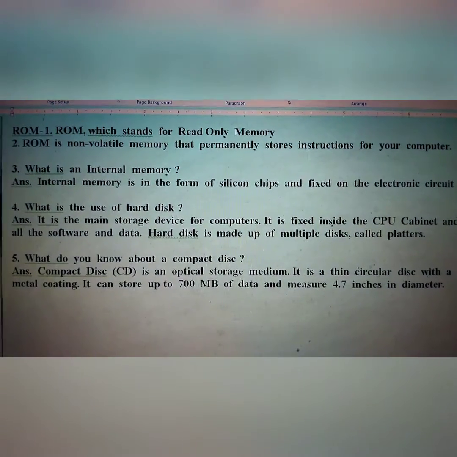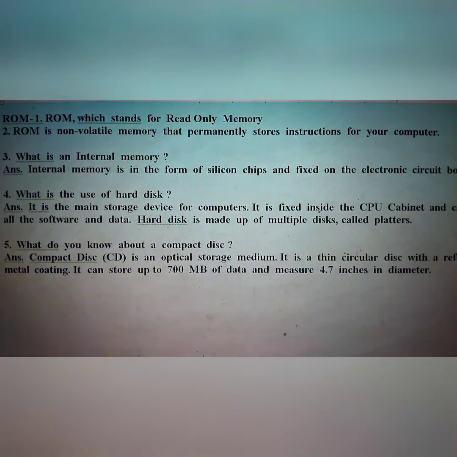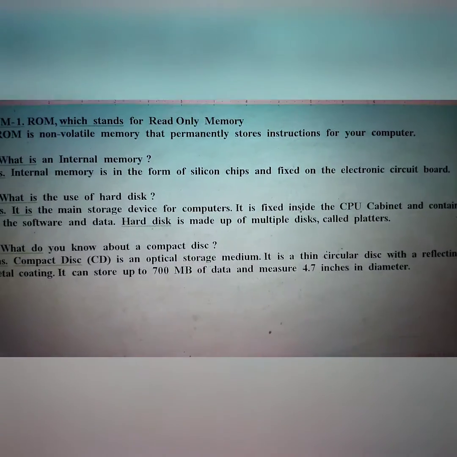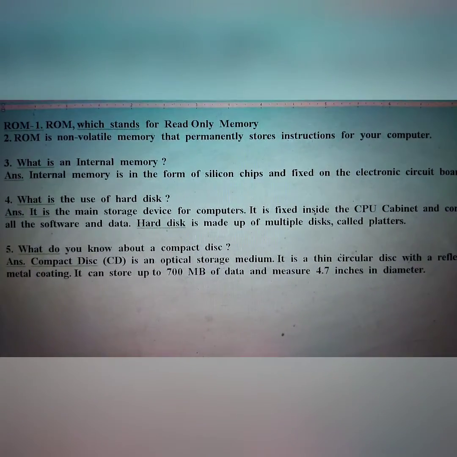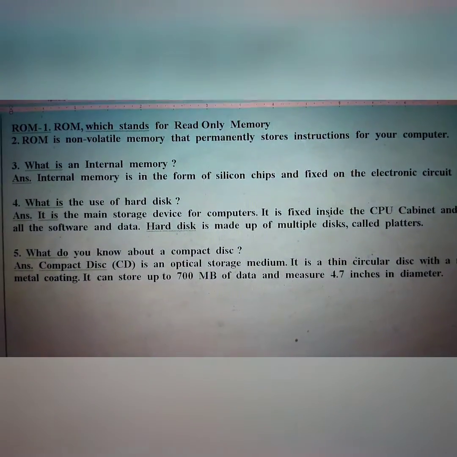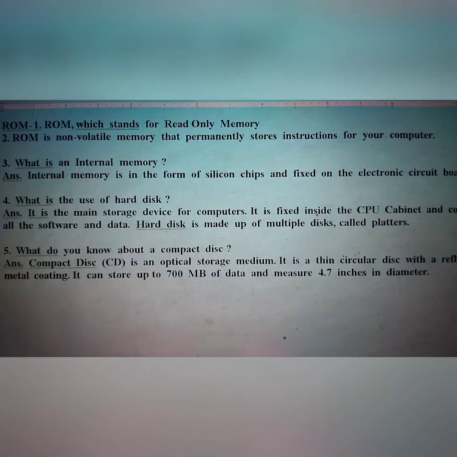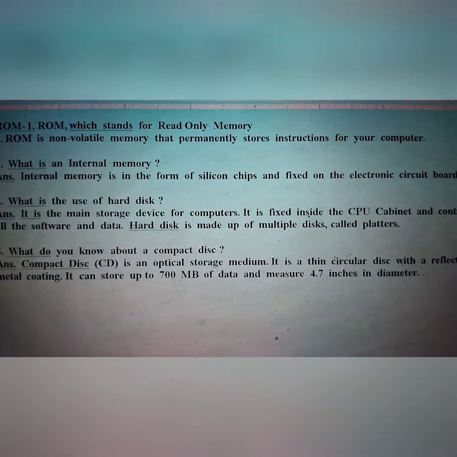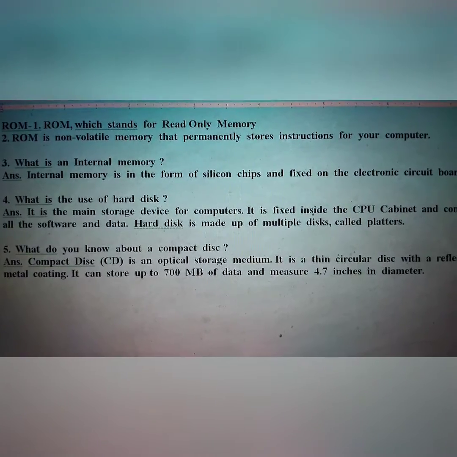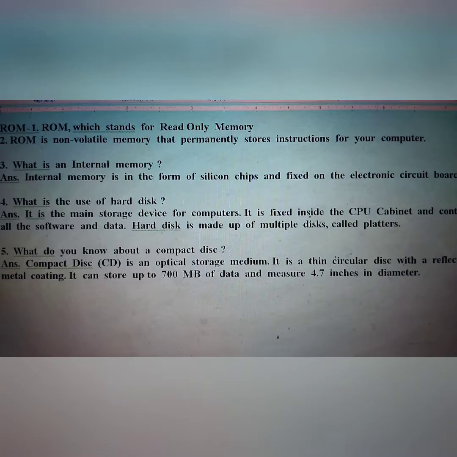Fourth question is, what is the use of a hard disk? It is the main storage device for a computer and it is fixed inside the CPU cabinet and contains all the software and data. A hard disk is made up of multiple disks and platters. Last question is, what do you know about a compact disc? A compact disc is an optical storage medium and it is a thin circular disc with a reflecting metal coating. It can store up to 700 MB of data and measures 4.7 inches in diameter.